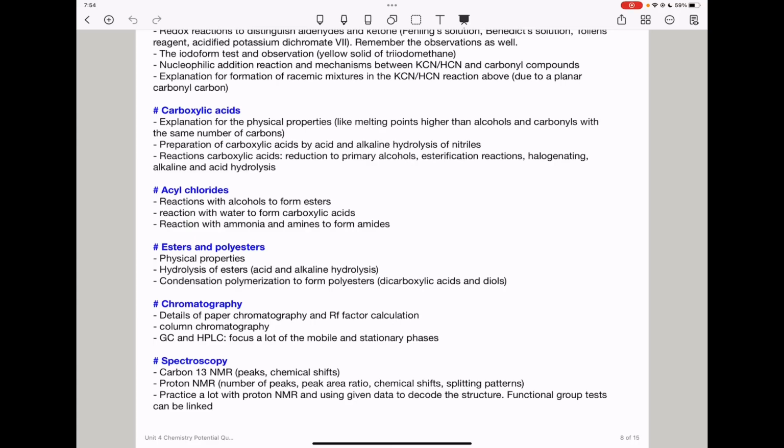You need to focus on the peak area ratio because that could be useful in telling you how many protons are in each environment. You need to focus on the chemical shifts because they can help you in decoding the structure of the compound. And then the splitting patterns can tell you about the neighborhood of each specific proton in order for you to decode the specific compound. Now, questions about these peaks and so on can come in Unit 4 as well as Unit 6. So you need to practice using questions from past papers of Unit 4 as well as Unit 6.